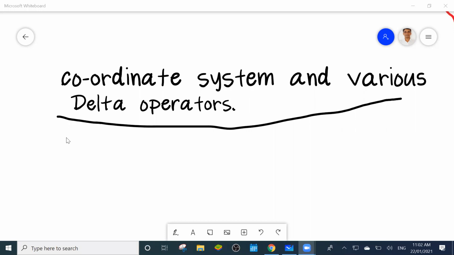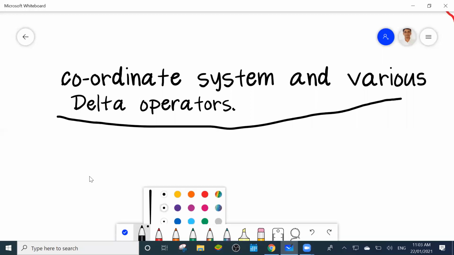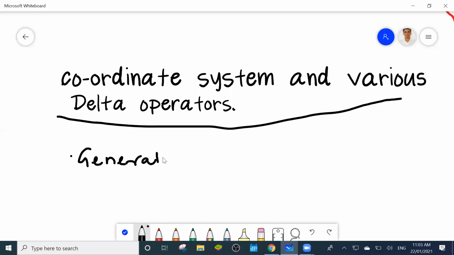In general format, I am giving one easy format. Suppose it is a Cartesian coordinate system, then I have to write in terms of x, y, z; cylindrical, rho, phi, z; spherical, r, theta, phi. So general cases, one trick I am giving you: in general notation of all coordinate systems, this is curvilinear.